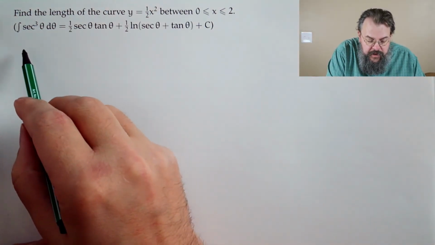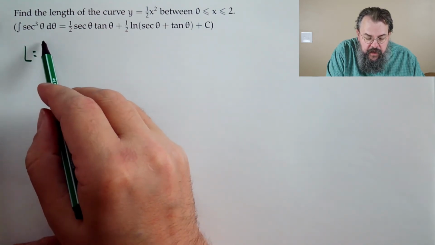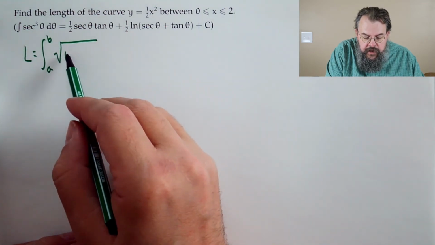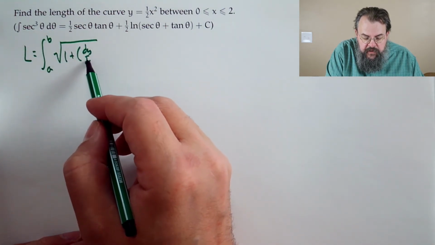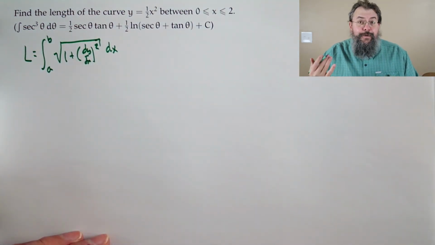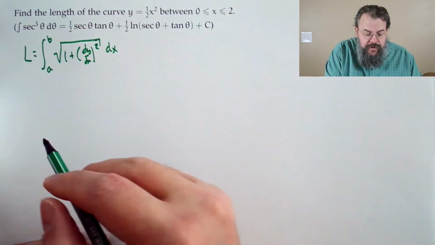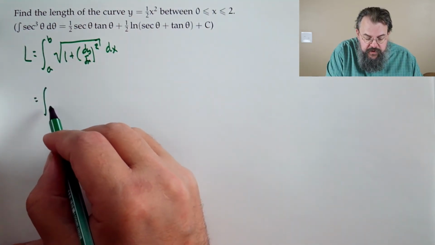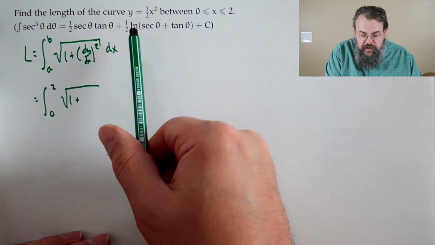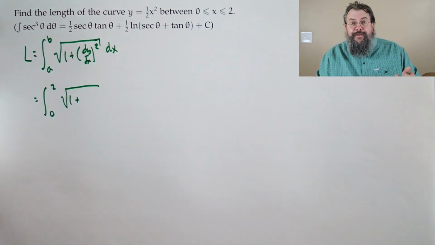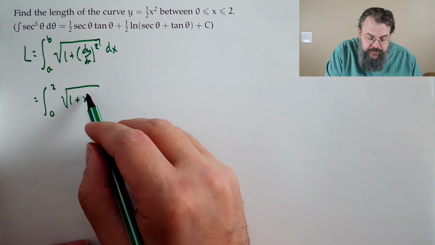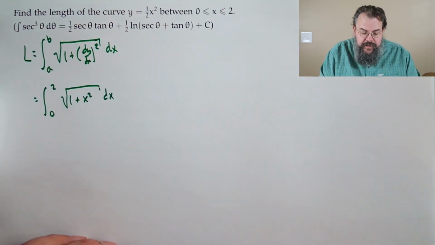So what's the length? The formula for length is add up from a to b square root of 1 plus dy dx squared dx. That's the formula. Okay, well, we know a and b, 0 and 2. So add up from 0 to 2, square root of 1 plus, and take the derivative, a half x squared is x, square that, x squared. And now we're like, wow, okay.